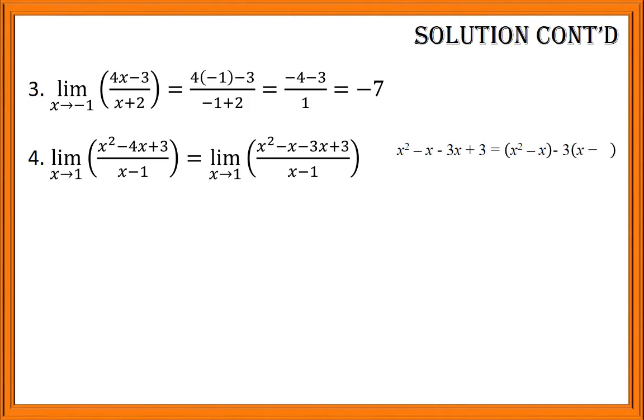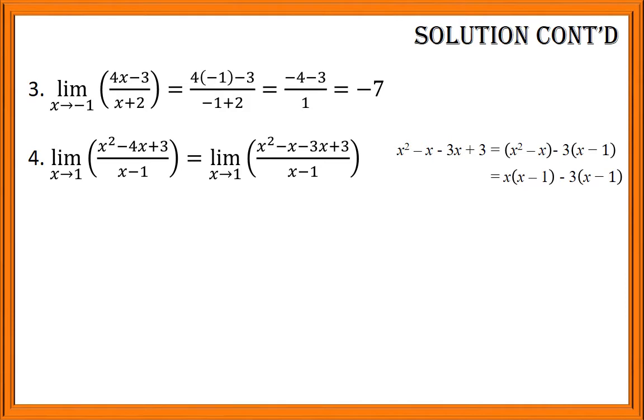So simplifying this one, we'll have x squared minus x minus 3x plus 3 equal to x squared minus x. That is, we are factorizing them, minus 3 out, x minus 1. So when we look at the first bracket, x is common. So this will now be x out, x minus 1, minus 3 out, x minus 1.